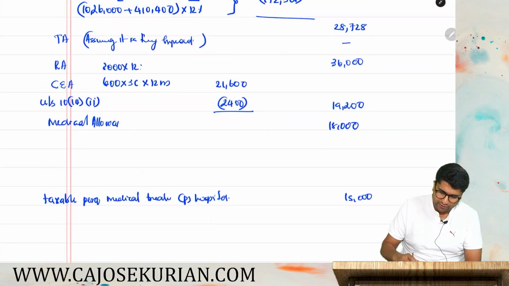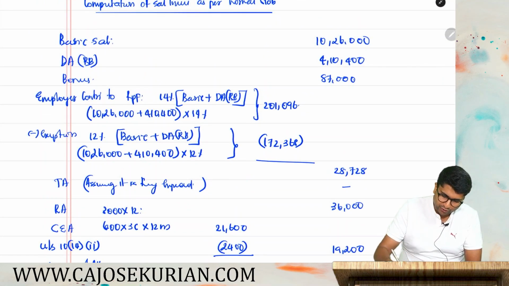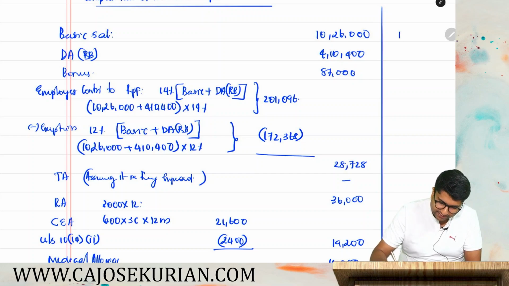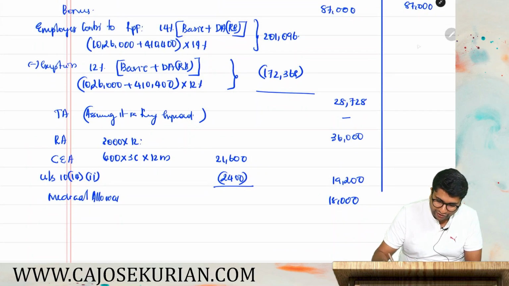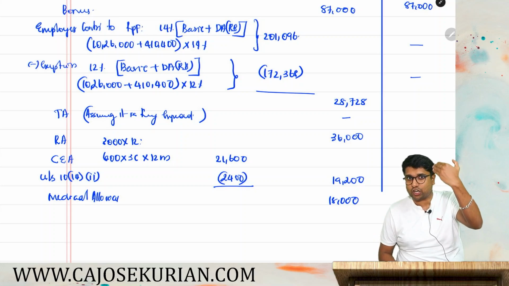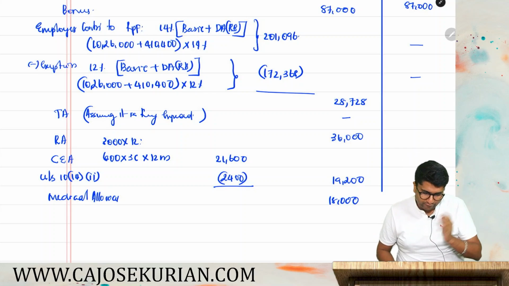Now let's value the salary and the perquisites. For the purpose of rent-free accommodation, what are the components that come under the definition of salary? Obviously basic salary will come, 10,26,123. Then DA will be coming, 4,10,400. Bonus will come, 87,000. Excess contribution to PF will not come, hope you remember, excluding perquisites as well as excess contribution to recognized provident fund. That will not come.